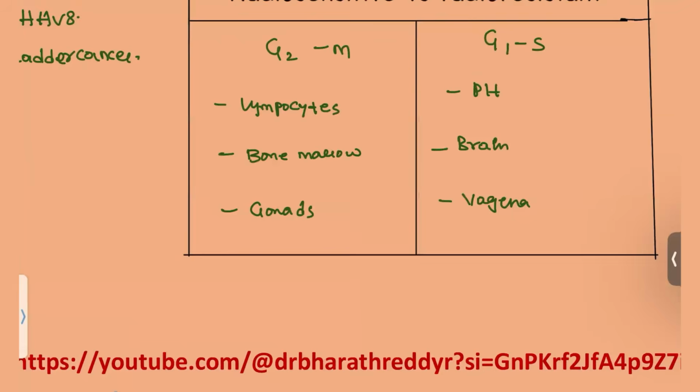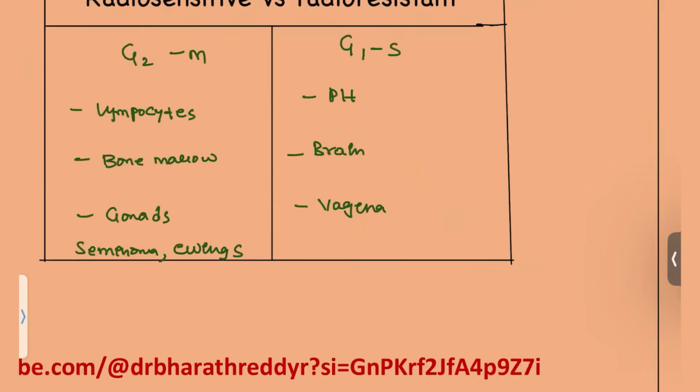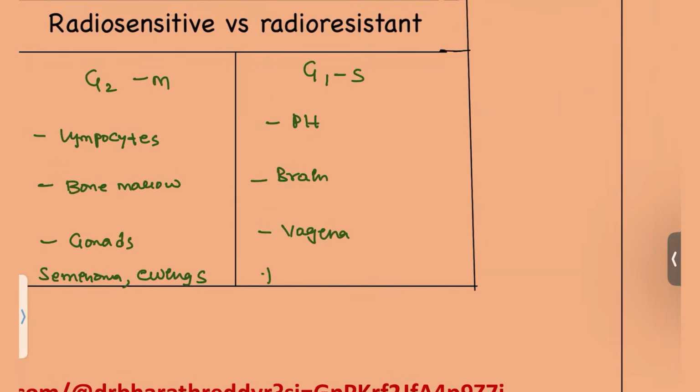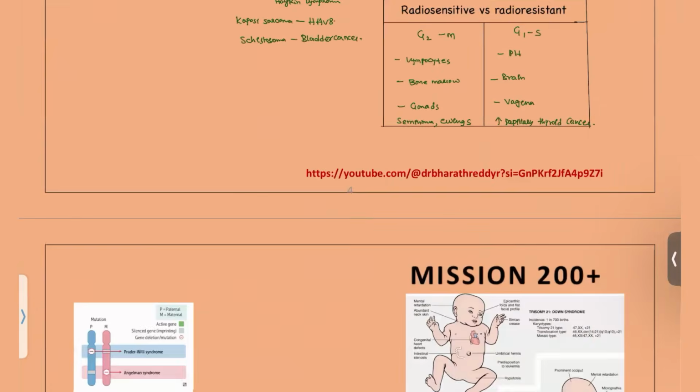Among radiosensitive tumors, if we apply radiation there is a decrease in the tumors: seminoma and Ewing's sarcoma. Whereas radioresistant tumors increase with radiation, such as papillary thyroid cancer. These are important to remember for radiosensitivity and radioresistance. This is it for neoplasm for today, and next we move on to genetics, our last topic.